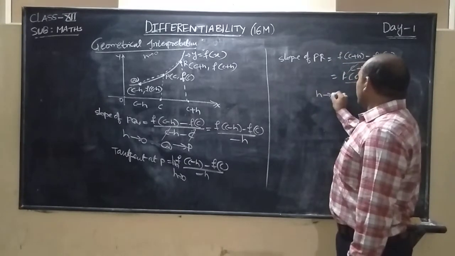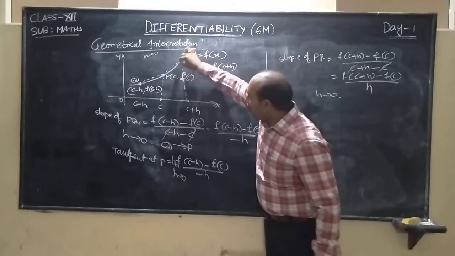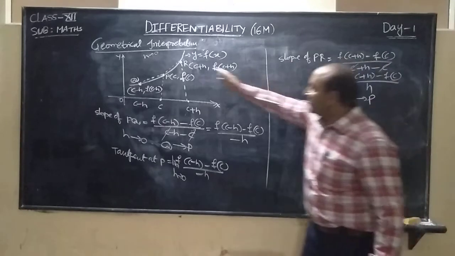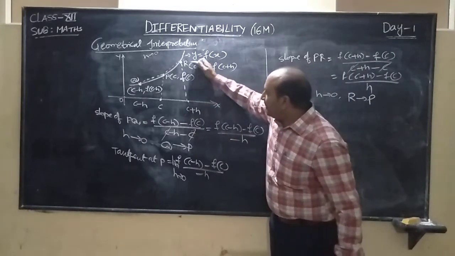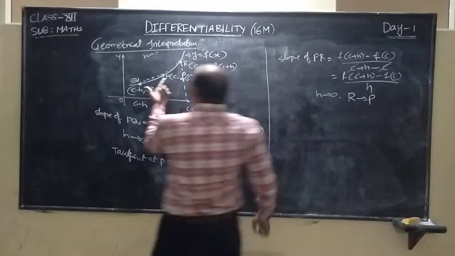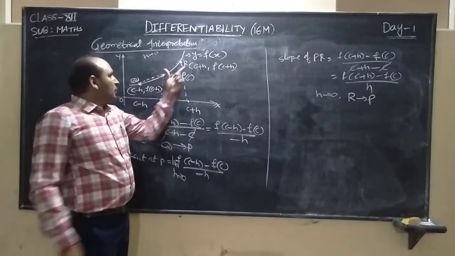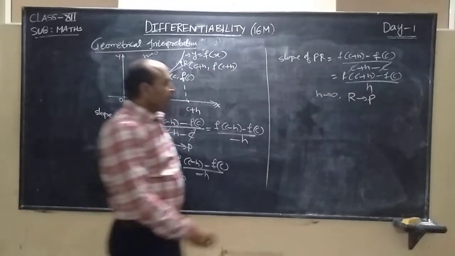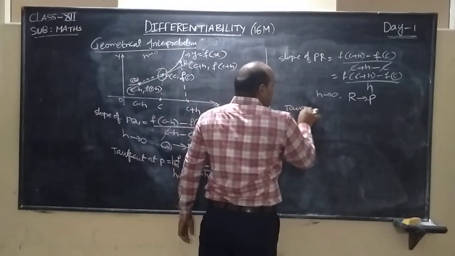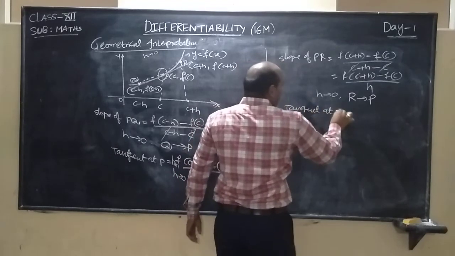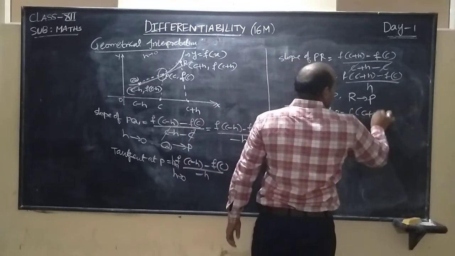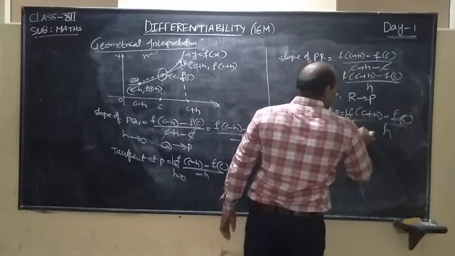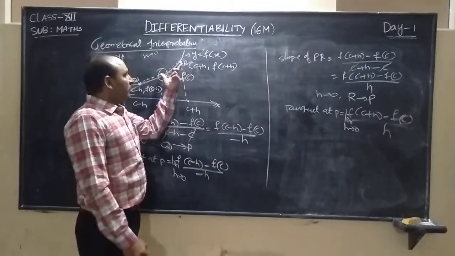Here, when h tends to 0, R is closest to P. When h tends to 0, this value becomes 0 and it becomes point P. So the slope of PQ is equal to the slope of PR, and we will get the tangent. One tangent at a point is drawn. So the tangent at P is equal to f of c plus h minus f of c divided by h, when the limit h tends to 0. That is the tangent at P, because both are the same.